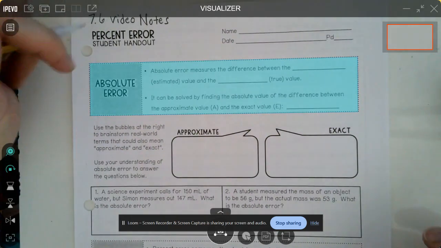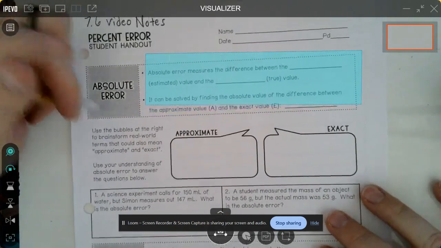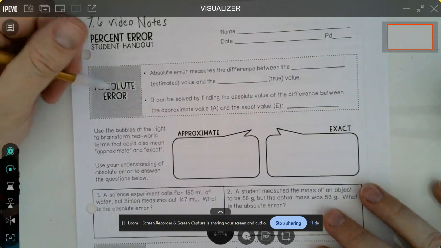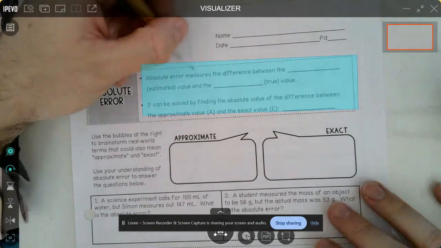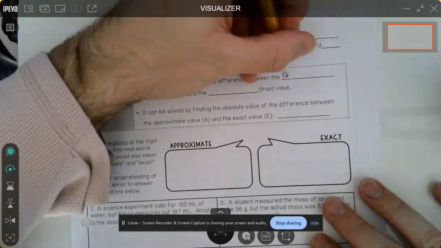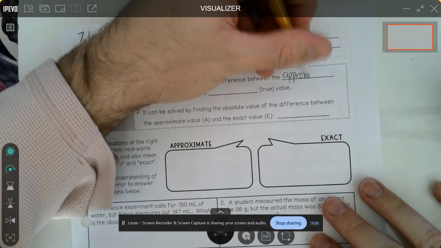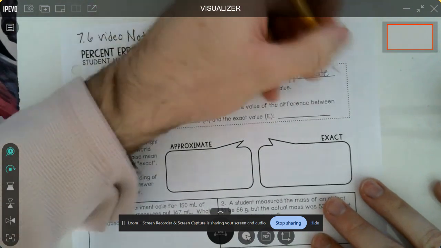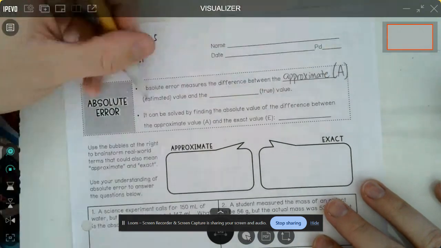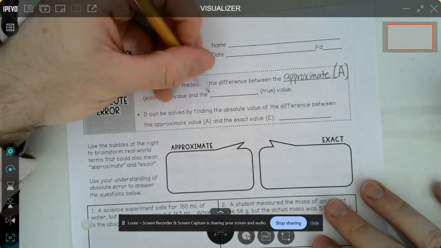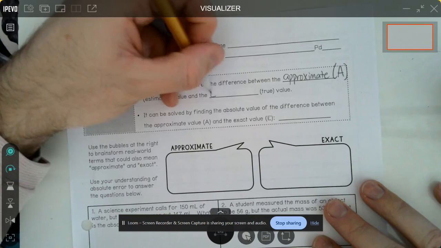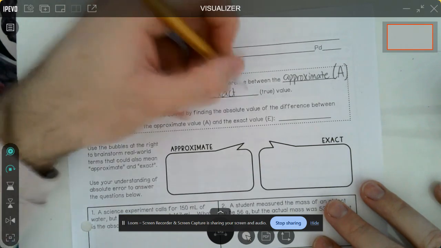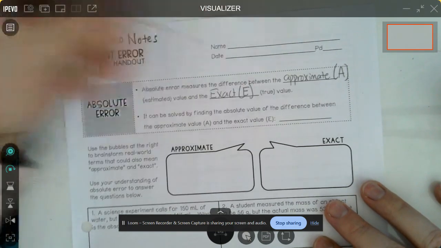7.6 video notes, guys. We're looking at percent error. So let's do some keywords, vocabulary of absolute error. An absolute error measures the difference between the approximate, which will be shown with the letter A, which is the estimated value, and the exact true value, which can be shown with the letter E.